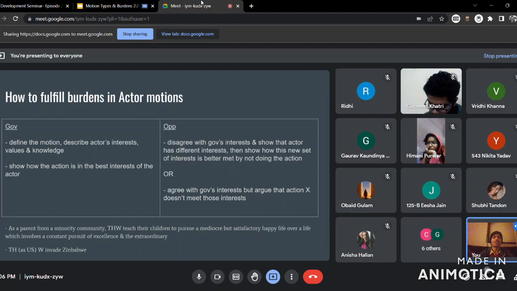And therefore, we agree that parents want their child to not be stressed, but your course of action causes stress to the child, while our course of action probably will let the child fulfill their ambitions and have the best life that they can possibly have. So this is also another strategy that opposition can use. You agree with the interests of the actor, but you disagree with the fulfillment of those interests, and you say that okay, we agree with this, but we think these interests are better fulfilled on our side, right?